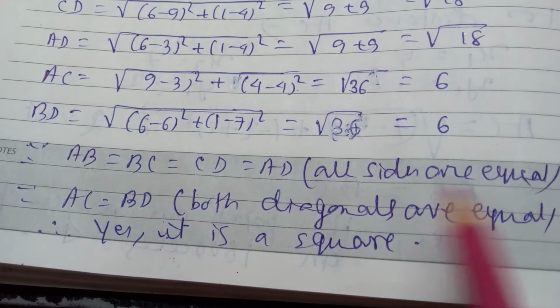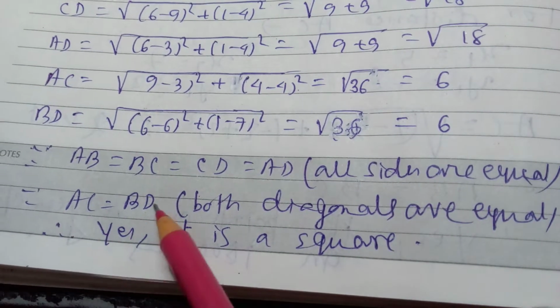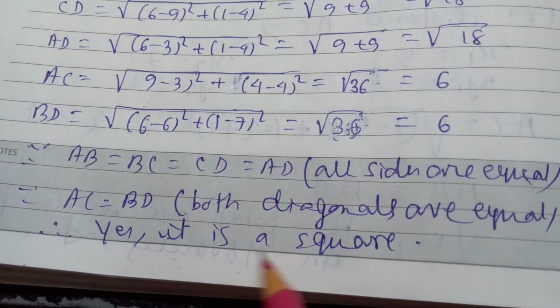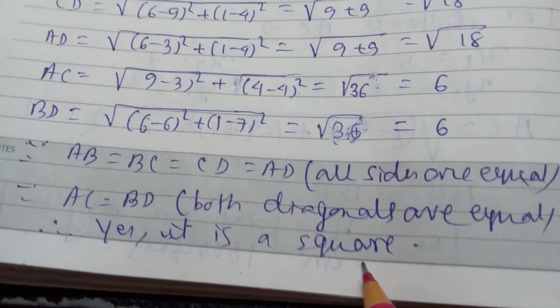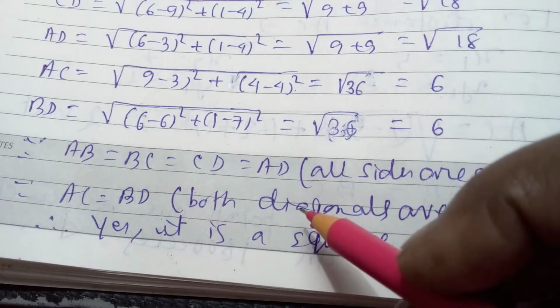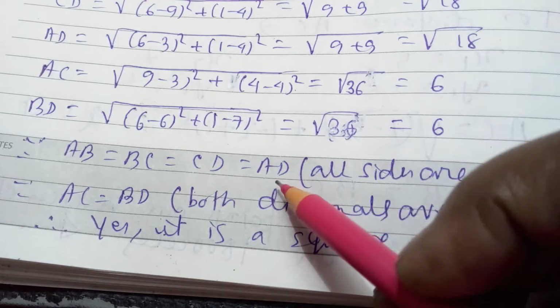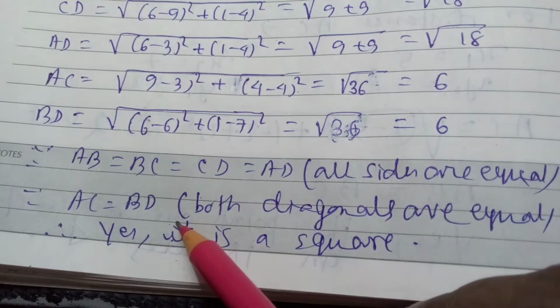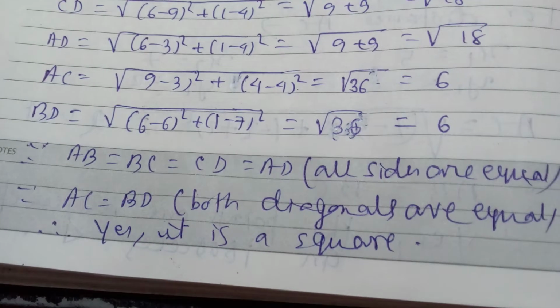So AB equals BC equals CD equals AD. All sides are equal, and AC equals BD, both diagonals are equal. So yes, it is a square, because a square is a parallelogram whose all sides are equal, each angle is 90 degrees, and both diagonals are equal. So it is a square. So Champa is correct.